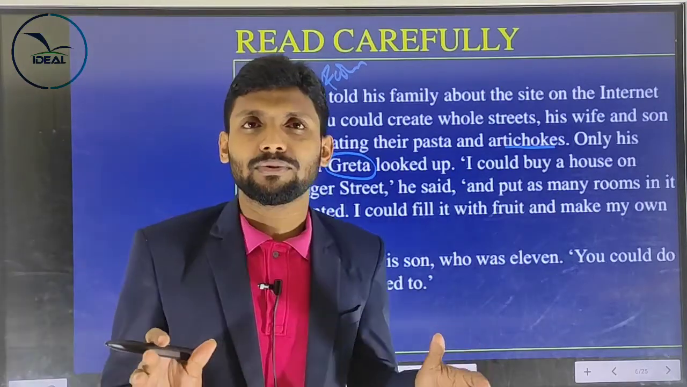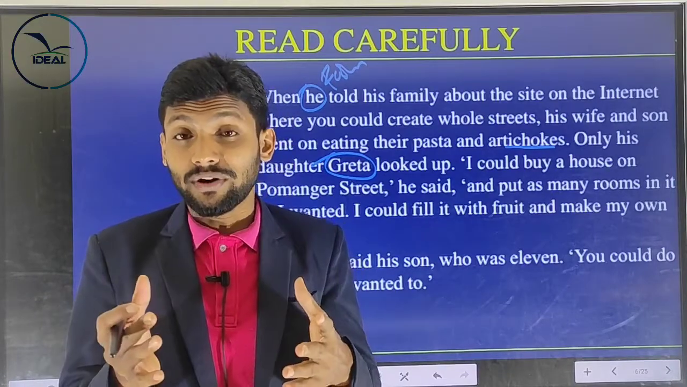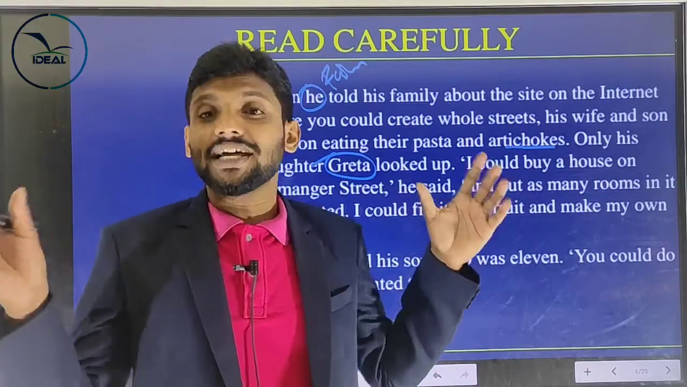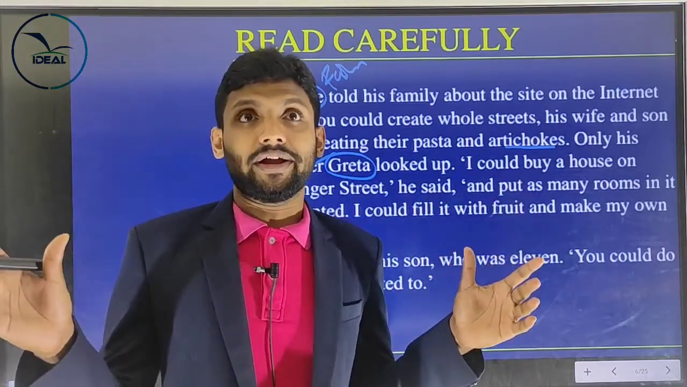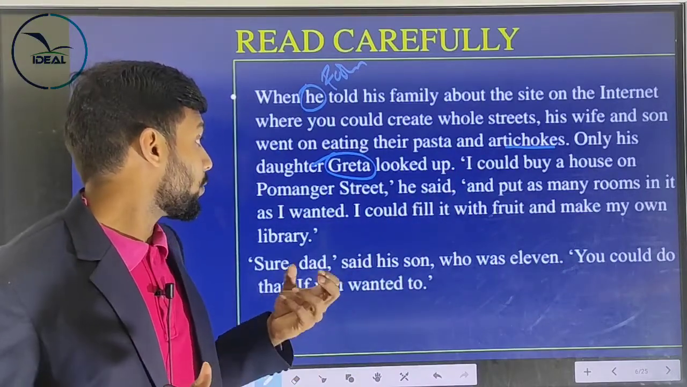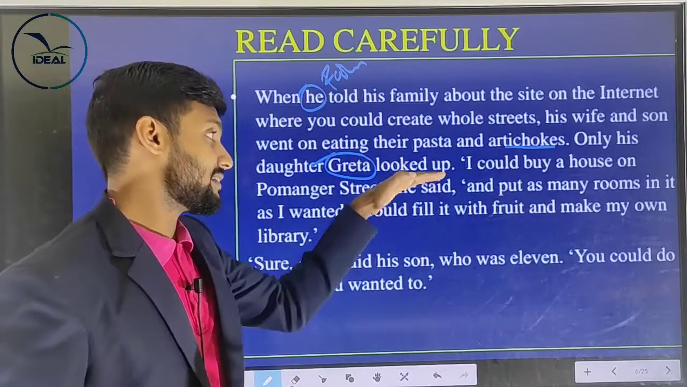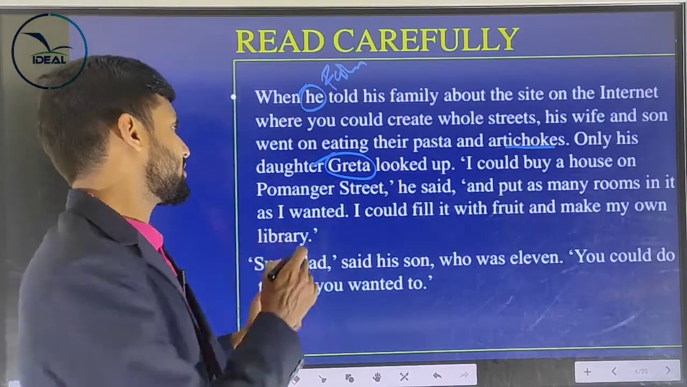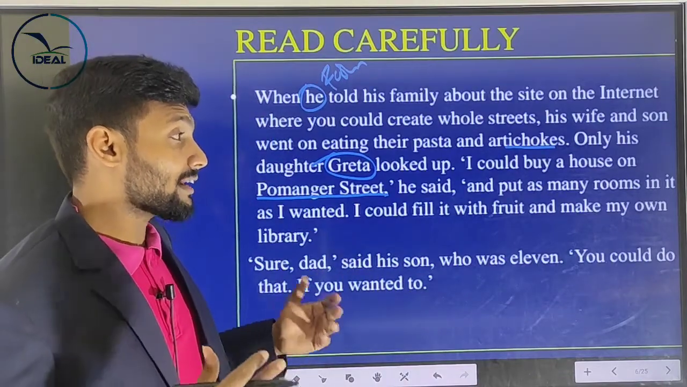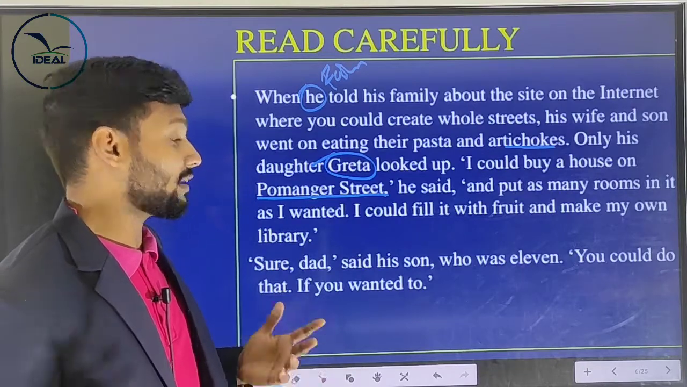Whenever they were eating food, father told them there is a site. Everybody went on eating, continuing to eat. But at the same time, Greta looked up. She started to look at her father, what he says. I could buy a house on Pomanga Street. That was again the words of father. He said, I could buy a house on, the name of a street, Pomanga Street, and put as many rooms in it as I wanted. I could fill it with fruit, make my own library.